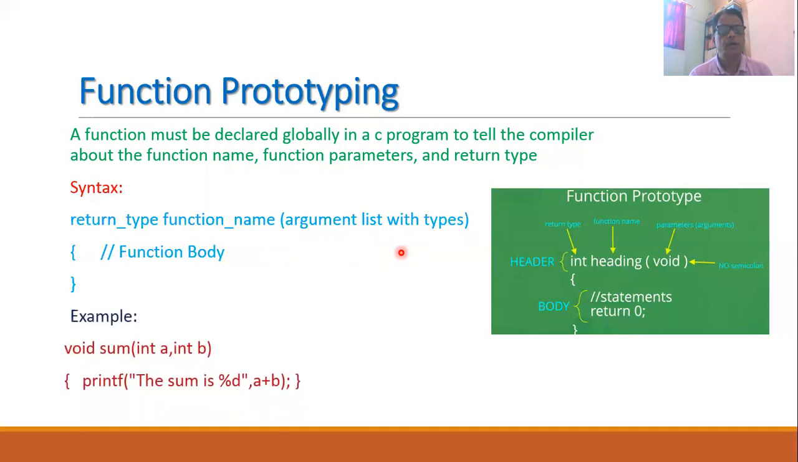For example, I am making use of a function sum, and suppose void is the return type. That is, I do not want to return any value. And there are two arguments, a and b, and both of them are of the type integer. Now what we are doing is making an addition of these two numbers, and the result of the addition is being displayed.